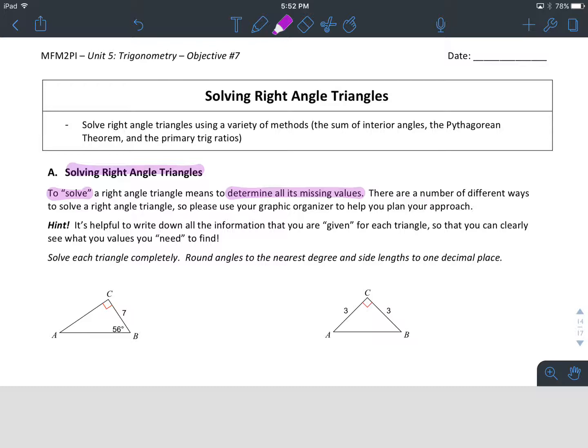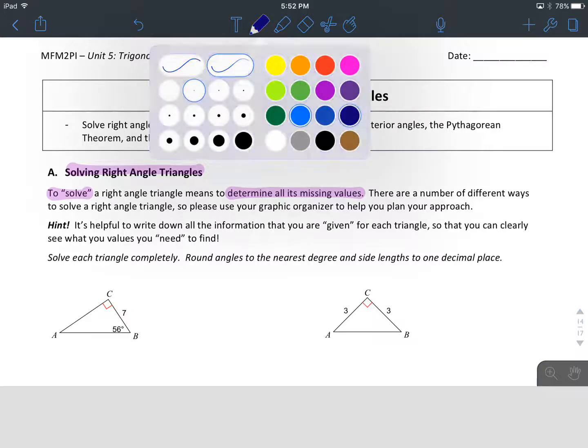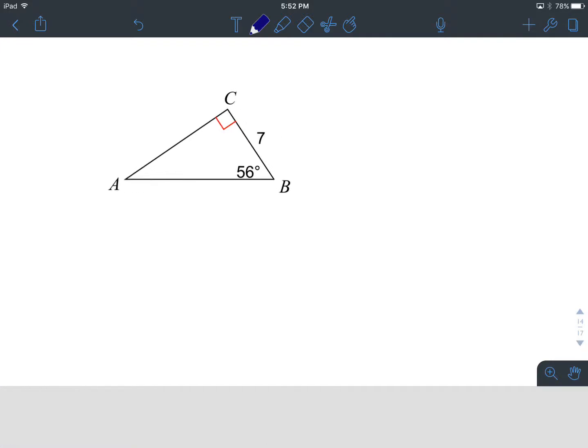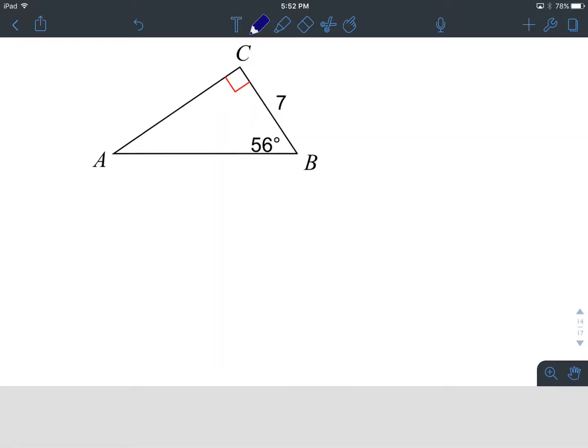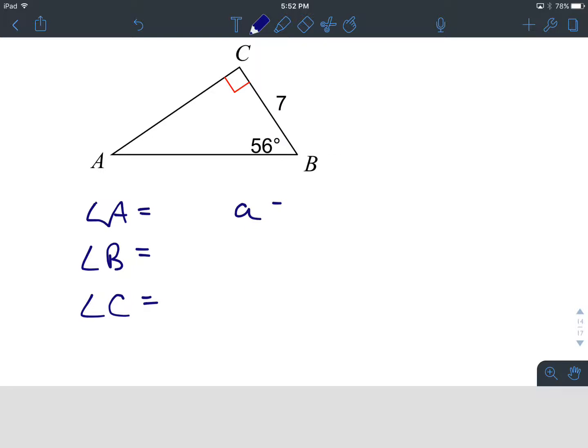So the way to get a sense of how best to approach finding these missing values, the way that I like anyway, is to start each question by writing down all the things that we're given in a little chart form. So I'm going to write out angle A equals, angle B equals, angle C equals, side little a equals, side little b equals, and side little c equals. And I'll do this every time that I'm solving a right angle triangle.